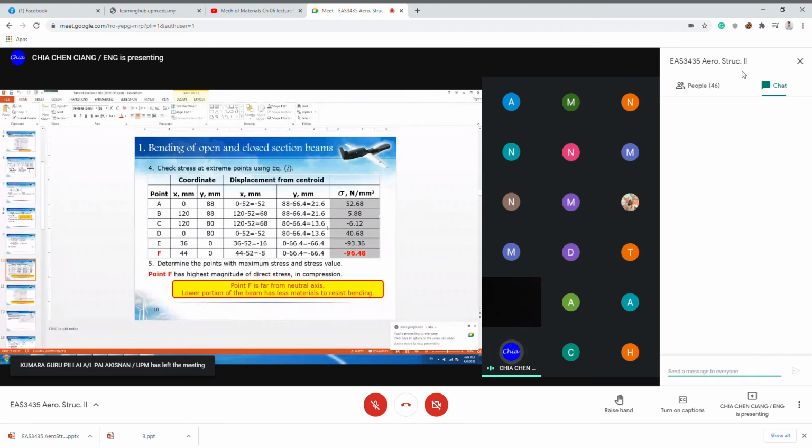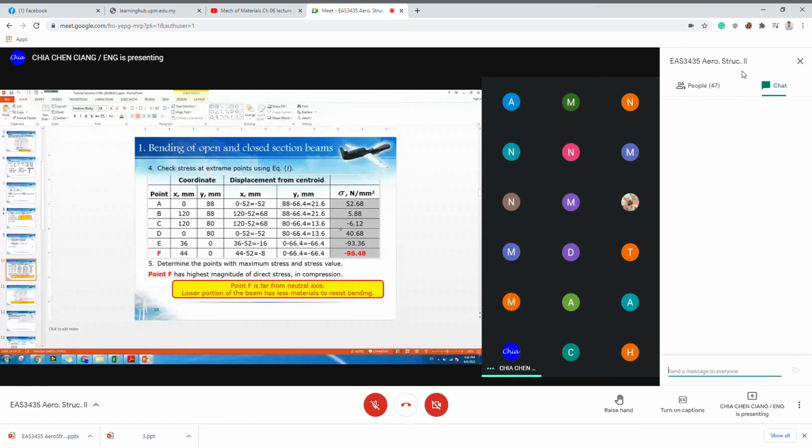Okay, bending stress distribution. So if the question further asks you which one is the damage hotspot, then you need to identify which point has the maximum value of stress. From this table, you compare the maximum values. It means amplitude only, yeah? Because stress can be positive and negative, corresponding to tensile stress and compression stress. In this case, point F, the value 96.48, is the highest among all the other points.